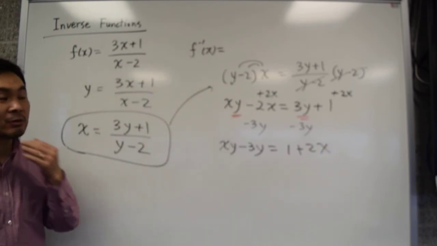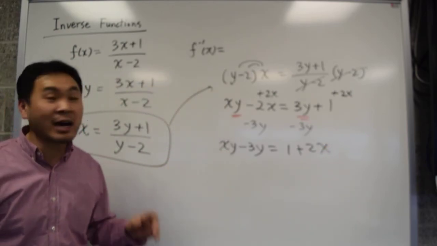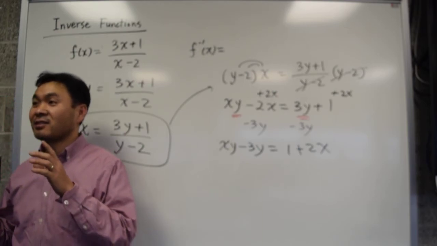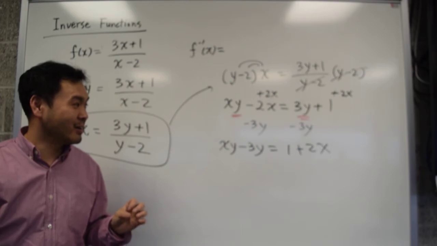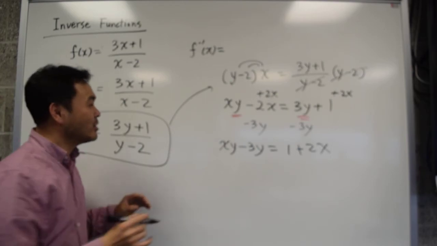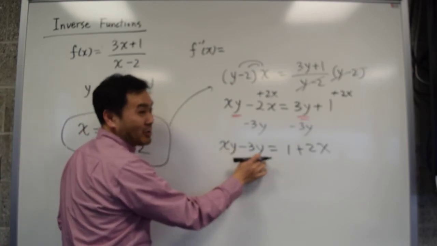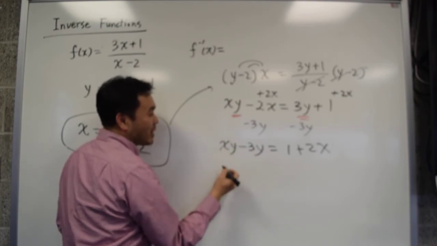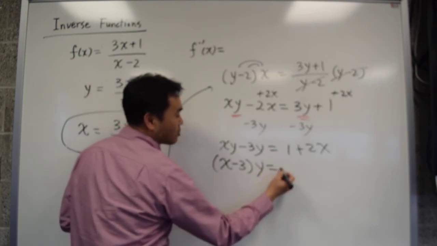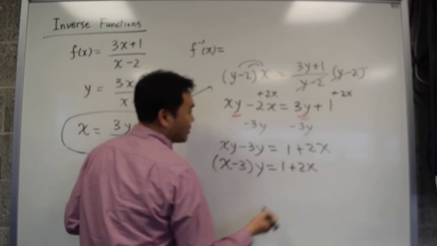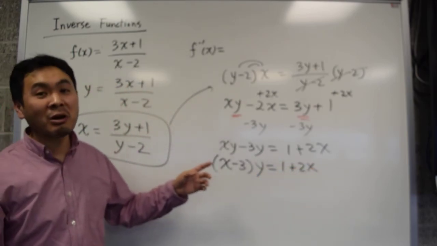All right. So you see what I did? Okay, now what? Take out y. You factor the y out. That's the key. Factor the y out. You get x minus 3 times y equals 1 plus 2x.